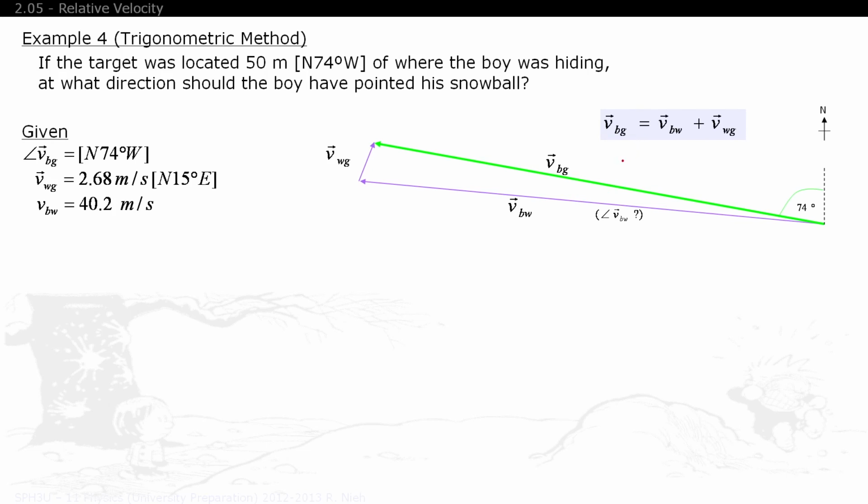Currently, we don't know two of these angles. The angle down here and the angle over here. And that's because we don't know the angle of VBW. So let's try to see if we can solve for this angle all the way up here. And it is possible. For one thing, we know that the angle over here is north 15 degrees towards the east. And if we draw a vertical line over here, we can use the Z pattern and discover that the angle over here is also 15 degrees.